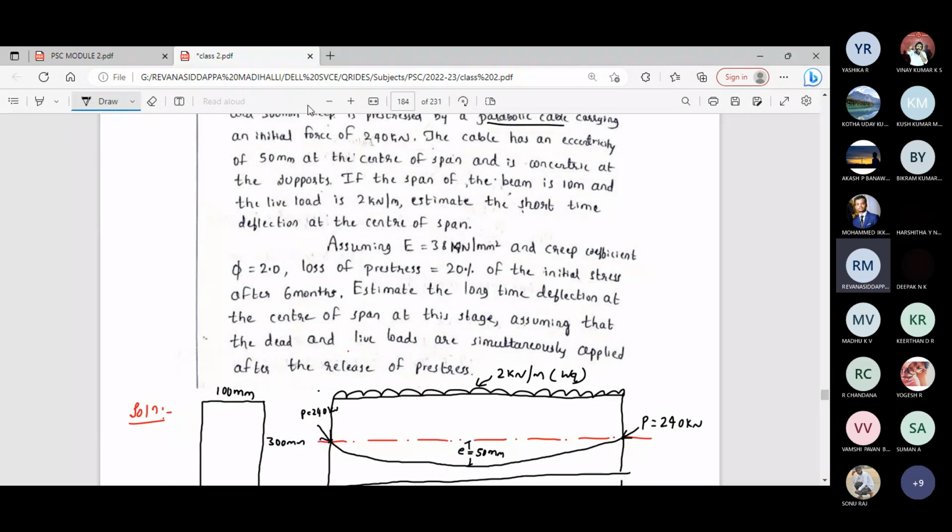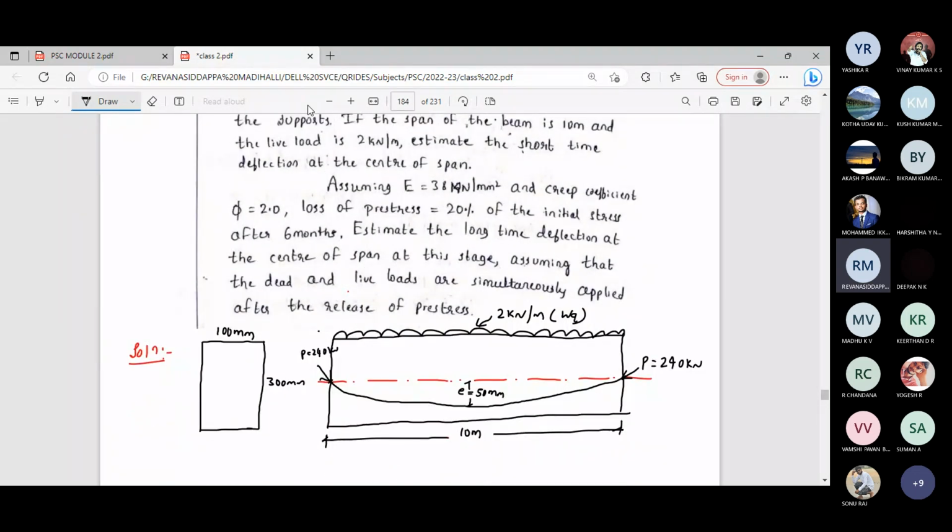Estimate short-term deflection of the beam at the center of the span. This is the first question. Second question is to find long-term deflection. For that, necessary data is given. Assuming E is equal to 38 kilonewton per mm square and creep coefficient is equal to 2.0, loss of pre-stress is equal to 20% of the initial stress after 6 months, estimate the long-term deflection. This is the second question.